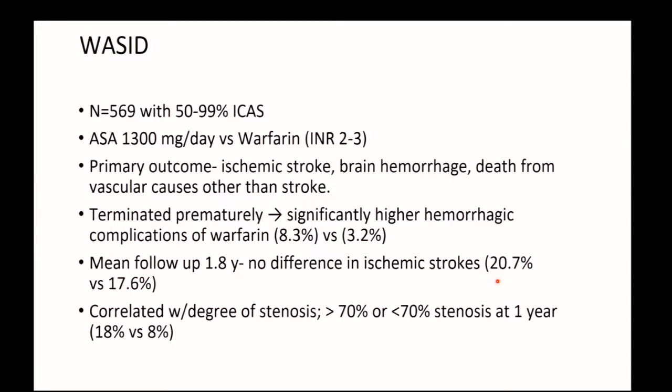The rate of recurrence correlated with the degree of the stenosis. The higher the degree of the stenosis, the more recurrence you had, which is reasonable. It's very intuitive because remember the mechanism of stroke in the ICAD. So you add a different mechanism. You add impaired distal perfusion. It may reflect vulnerable plaque when you have a high-grade stenosis.